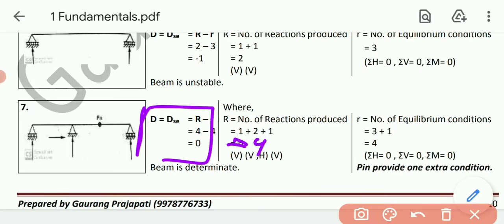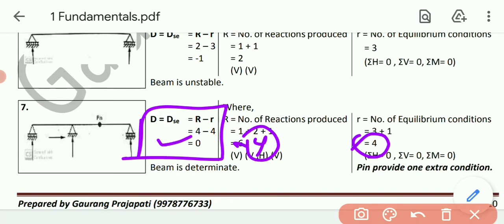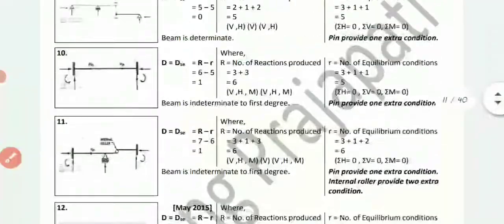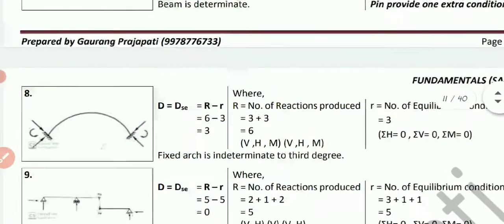Okay, capital R minus small r, that is 4, and small r is also equal to 4. So ultimately 4 minus 4, the answer comes 0. We can say the beam is determinate. Okay, moving forward, example number 8.